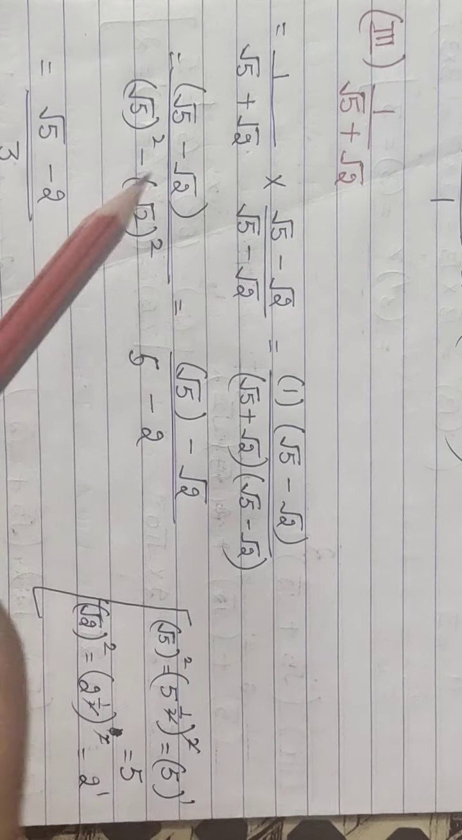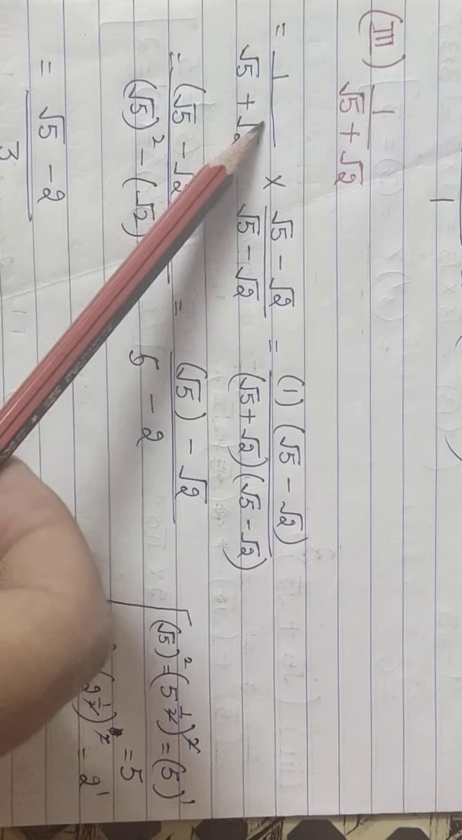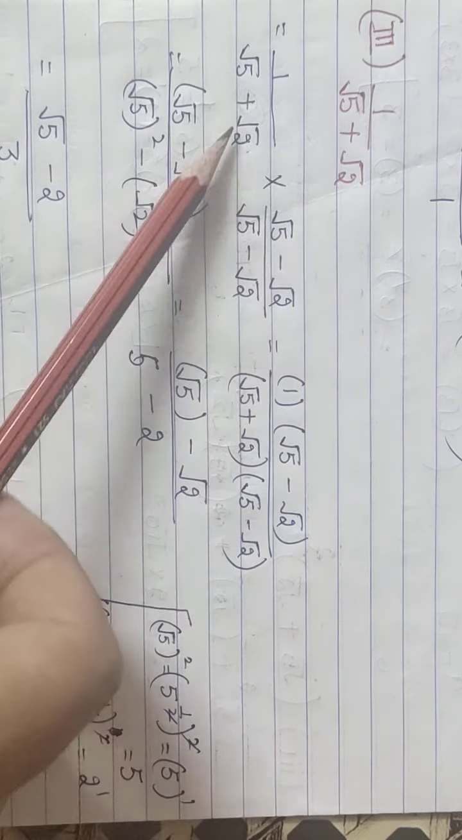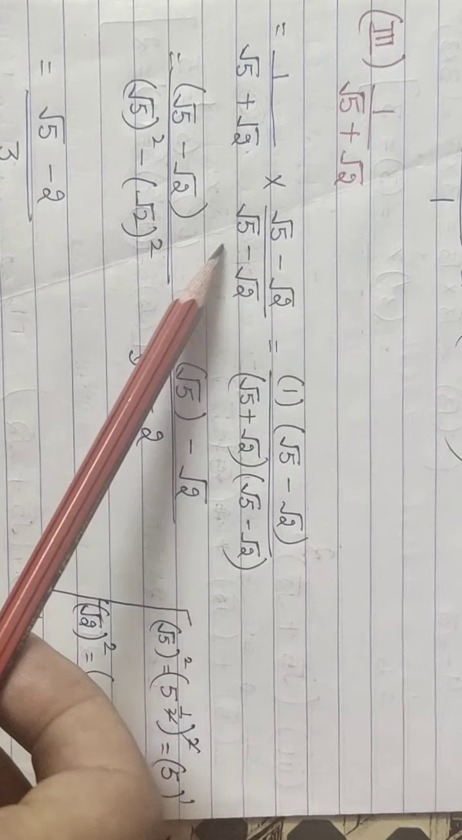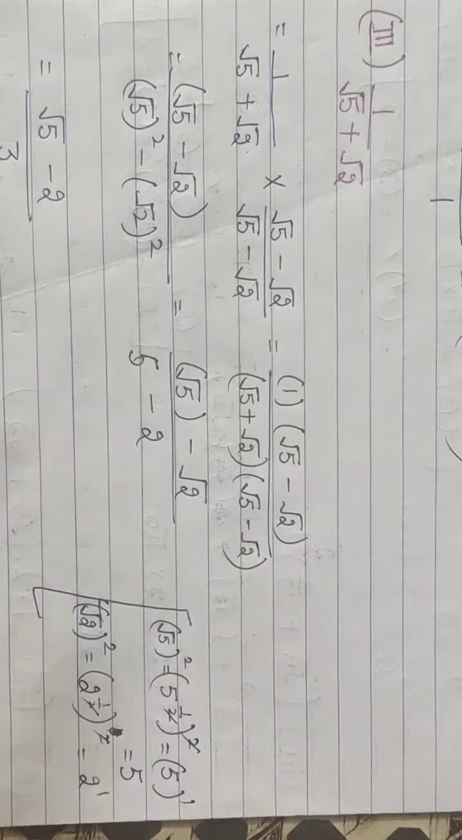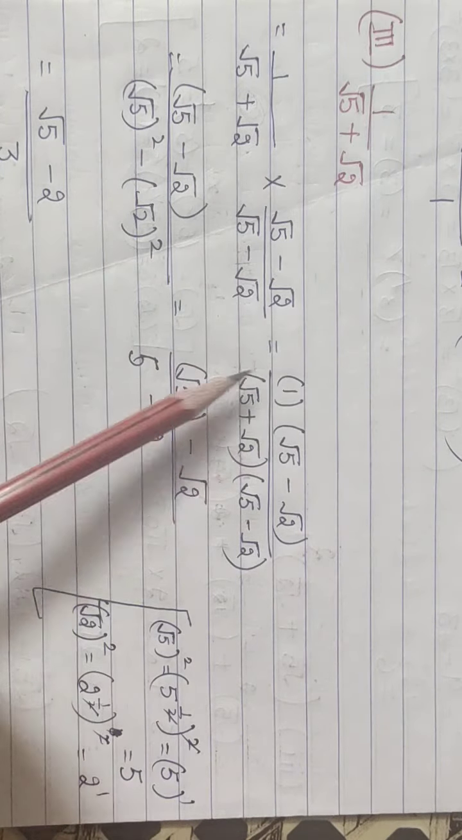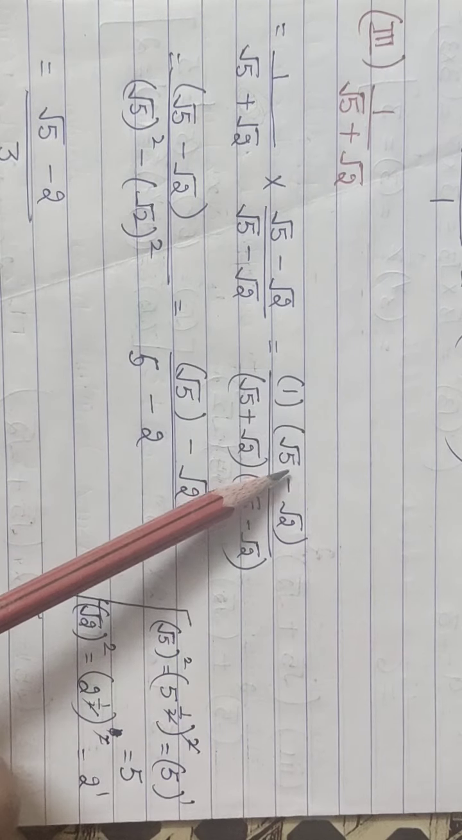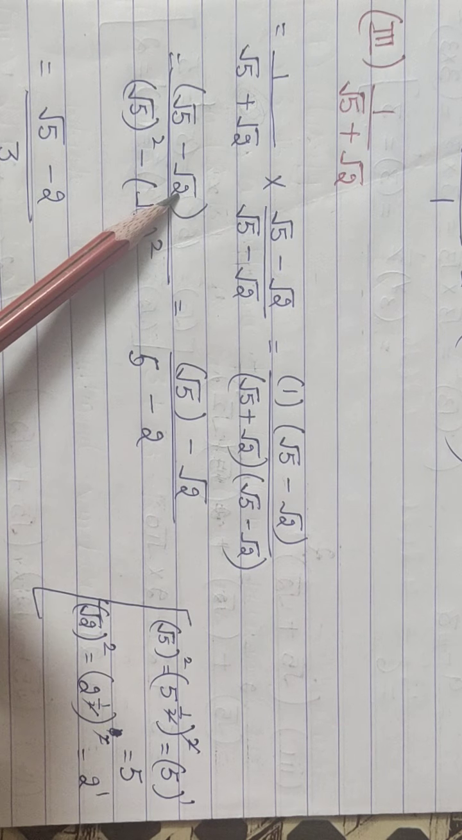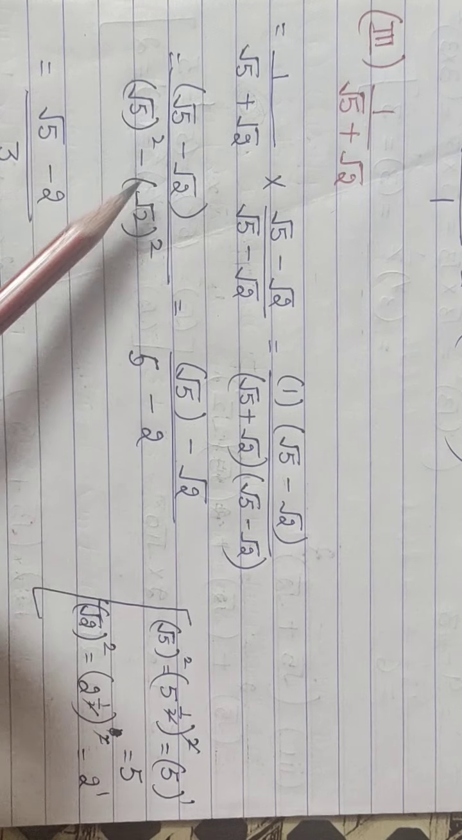See the third part, 1 upon root 5 plus root 2. Here same, we have to change the middle sign, plus changes into minus, and multiply and divide by root 5 minus root 2. Numerator is multiplied with numerator and denominator with denominator. 1 multiplied with any number gives the same number. Here (a plus b)(a minus b) gives a square minus b square.